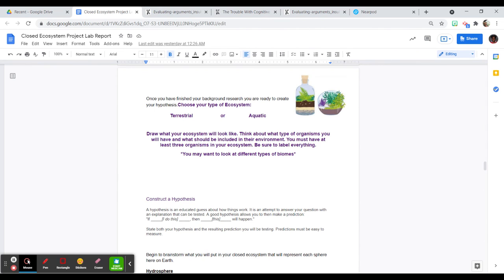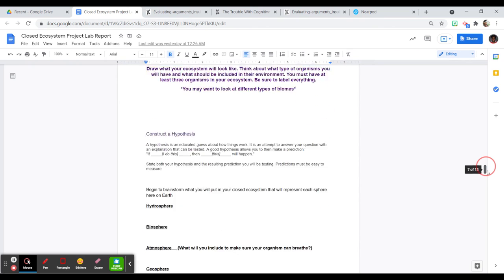So if you're doing a terrestrial ecosystem, your research might center around, let's say you're putting lizards in your container, how to recreate an ecosystem for lizards. Or you might want to research, what is a lizard's diet? Those types of things. What is the best plant to produce enough oxygen for my system? So those are the things that you want to research. And then possibly you want to start constructing your hypothesis.